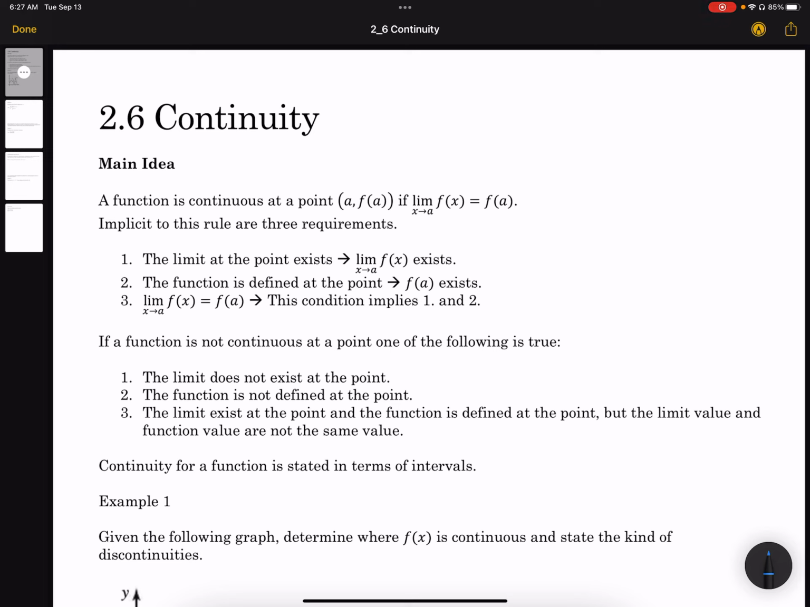So when a function is not continuous, we're going to have the criteria that either the limit does not exist at the point, the function is not defined at the point, or both the limit exists and the function is defined, but they're not the same value.